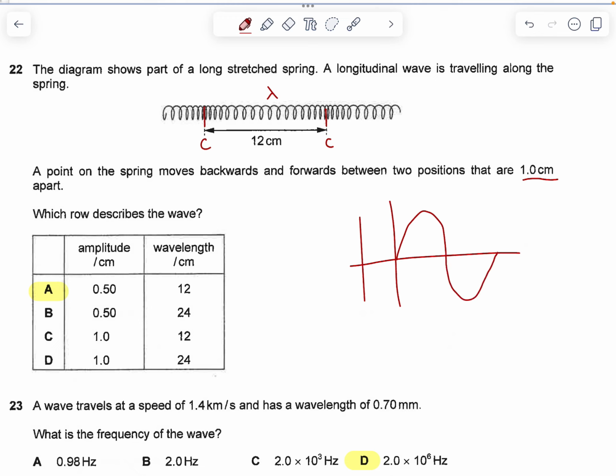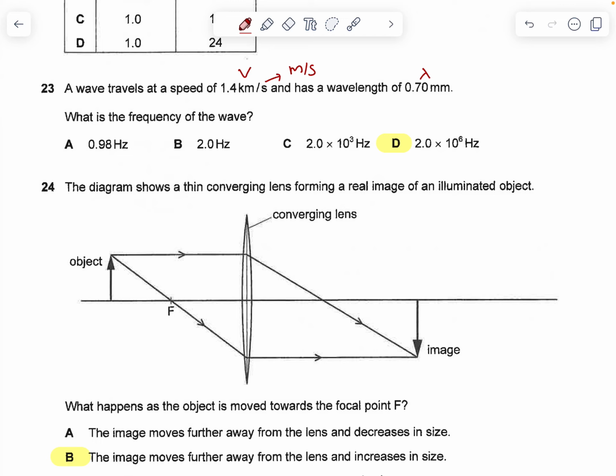Question 23. A wave travels at a speed of 1.4 km per second. That's the velocity. Make sure you change to meters per second. Wavelength, lambda, of 0.7 millimeters. Make sure you change to meters. What's the frequency of the wave? V equals F lambda.